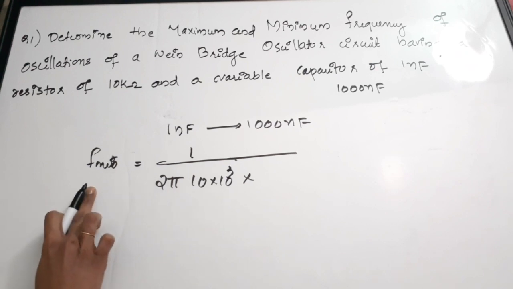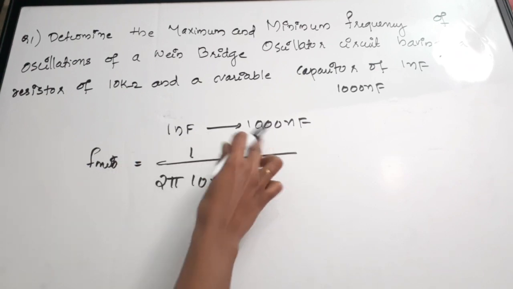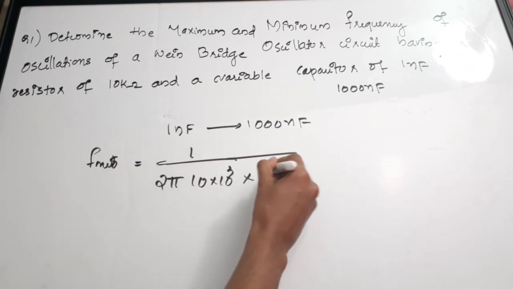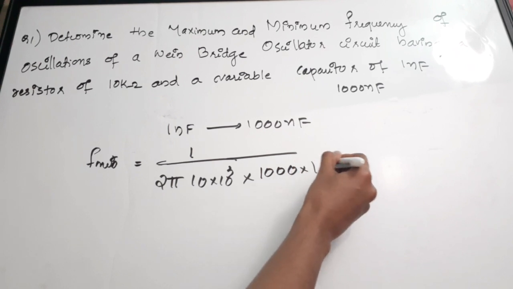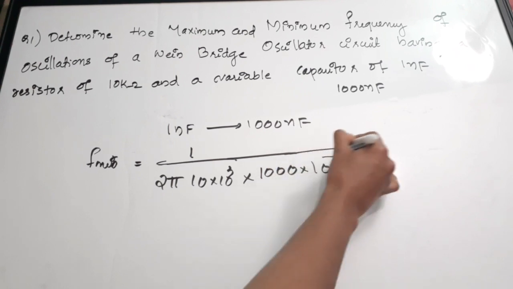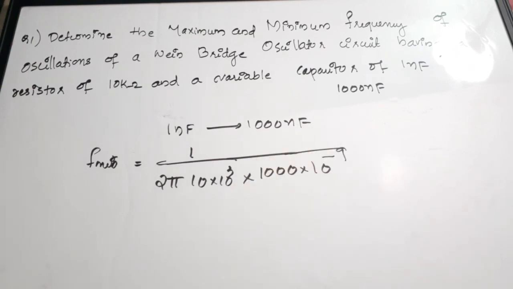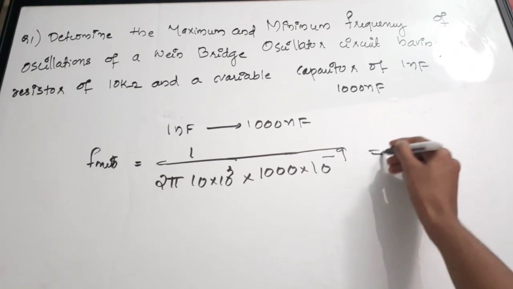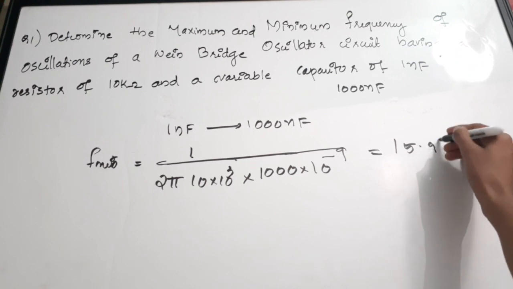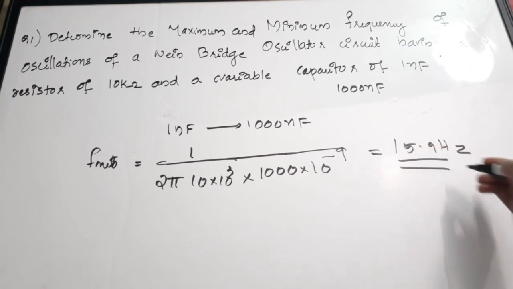in order to find the minimum frequency, we have to choose the maximum capacitance. So it is 1000 into 10 raised to minus 9, since we are using nanofarads, it is 10 raised to minus 9. And the value that we are getting is F minimum is 15.9 hertz. This is the minimum frequency.